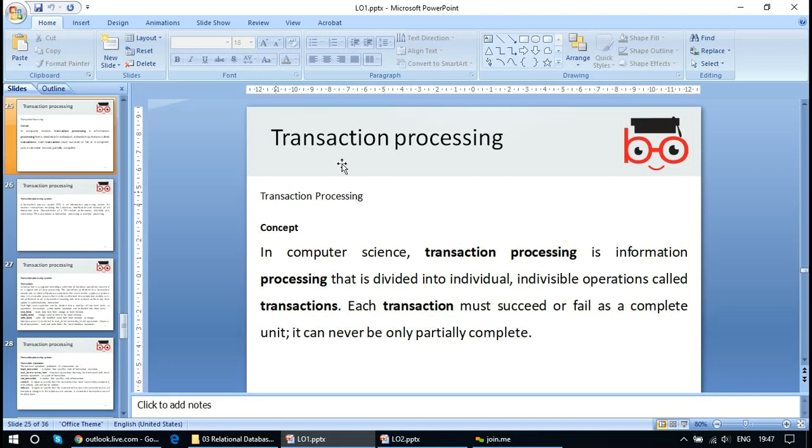The next topic is transaction processing. In computer science, transaction processing is information processing that is divided into individual operations called transactions. Each transaction must succeed or fail as a complete unit. It can never be only partially complete. So when you use databases, there is a category of transaction processing you deal with. In transactions, either they succeed or fail, but do not remain in the middle.